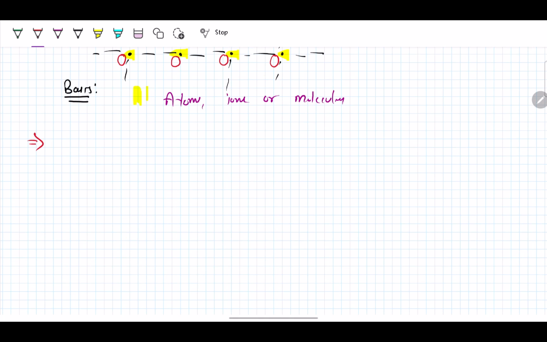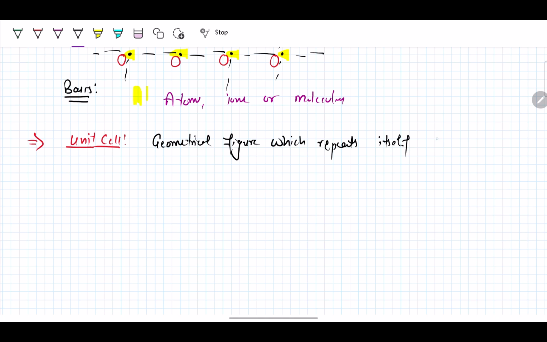The next important property is the unit cell. So what is a unit cell? A unit cell may be defined as the smallest geometrical figure which repeats itself and forms a crystal structure.